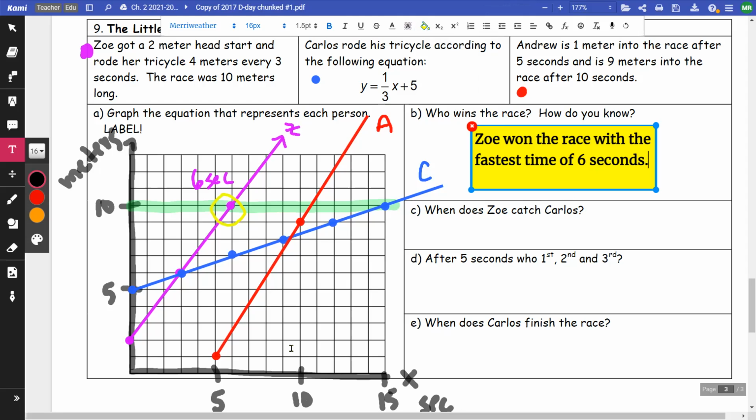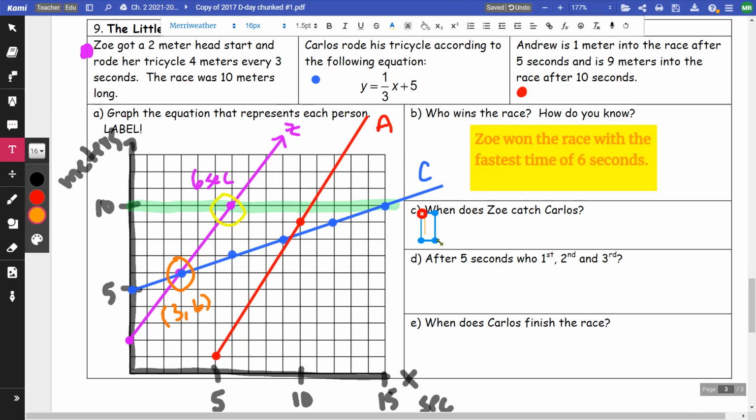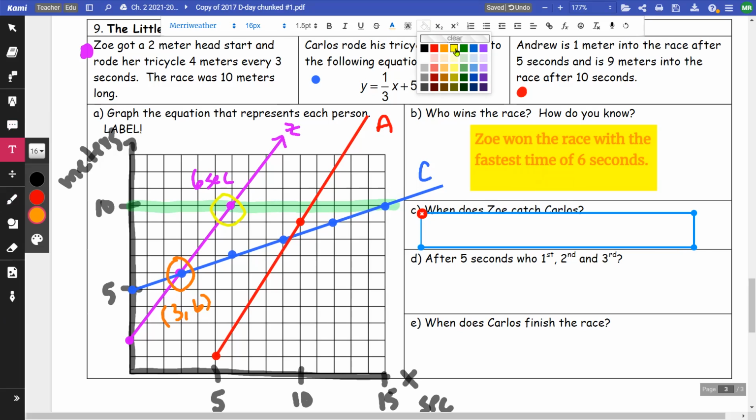When does Zoe catch Carlos? So Zoe is my purple, Carlos is my blue. That happened right here, and that is 3 seconds, comma 6 meters, but they want to know when. So that's going to be 3 seconds. So Zoe caught Carlos at 3 seconds.